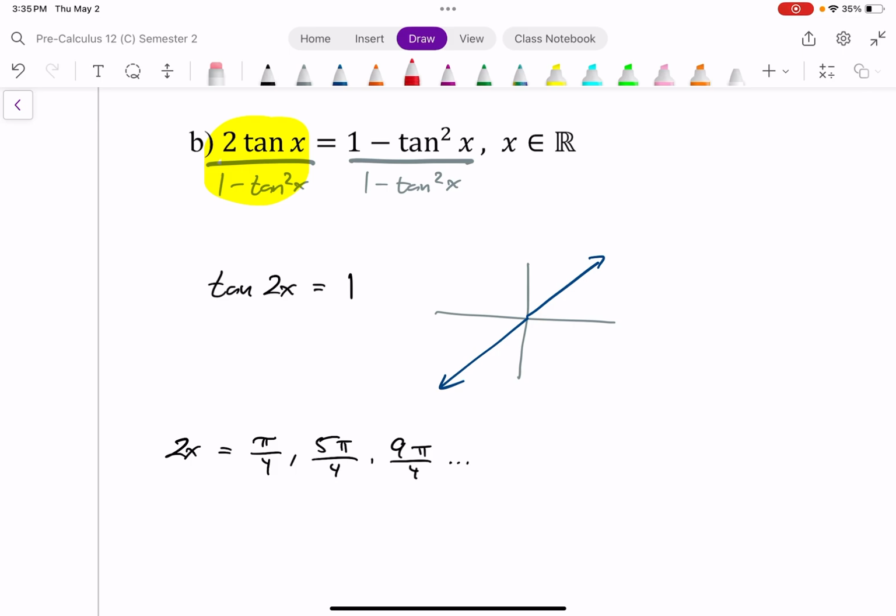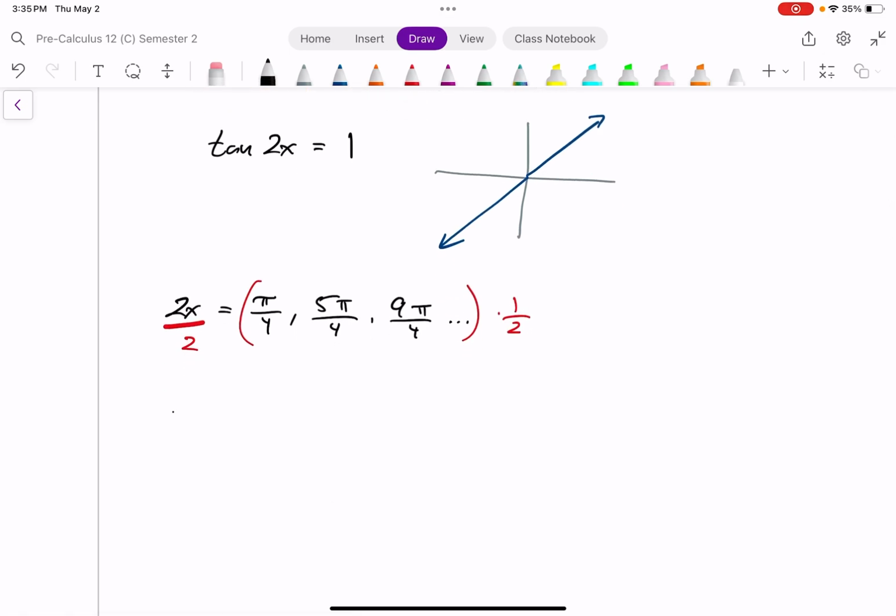That said, I want to divide all of this by 2. Or in practice, I want to multiply each of these by 1/2, which is quite quick. And I can now see my list. X is exactly, and the list actually doesn't have a beginning or an end. So I have pi/8 being my first positive solution, followed by 5 pi/8, and 9 pi/8, and on and on and on.